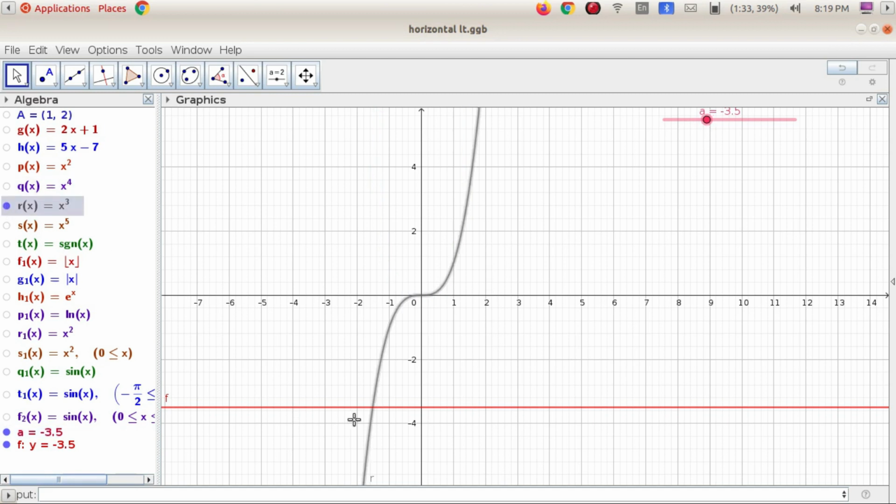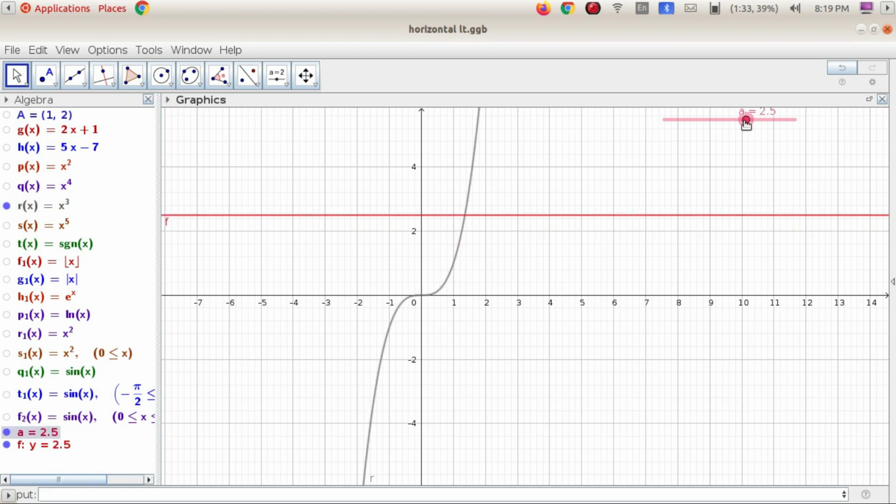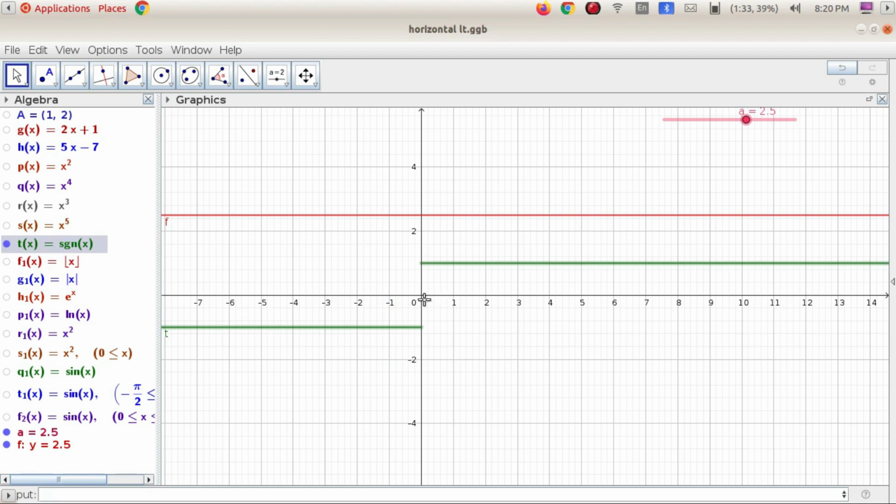Now in the case of x cube, the horizontal line intersects at a single point, and when we move this slider, at any value of y, the horizontal line intersects this curve. So the function is both one-one and onto. Similarly, x raised to 5 is also both one-one and onto. Now we consider the signum function, defined as f of x equal to 0 when x equal to 0, f of x is 1 when x is greater than 0, and f of x equal to minus 1 when x is less than 0. Now here this horizontal line has no point of intersection, so this graph is not onto.